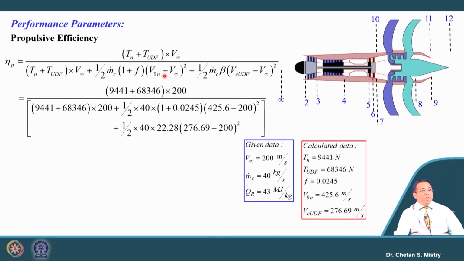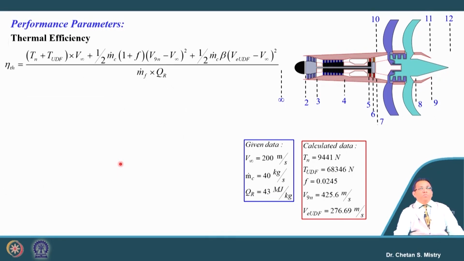If we put in all these numbers, we come up with a value. In this case, the propulsive efficiency comes to be 80.96% for this engine. As we have discussed, these engines have high propulsive efficiency. Our target is to achieve higher propulsive efficiency by incorporating the bypass ratio, and in this case that is what is being proven.